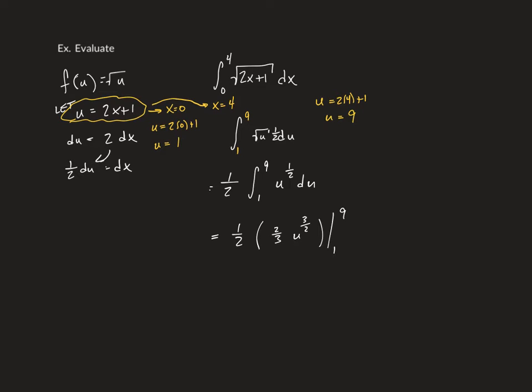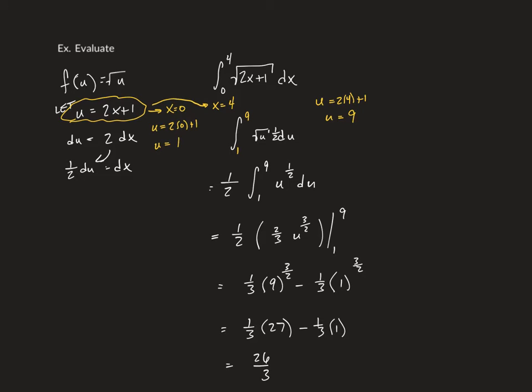Okay, so 1/2 times 2/3 is 1/3 times 9 to the 3/2 minus 1/3 times 1 to the 3/2. And now I need to evaluate this. This ends up being 1/3 times 27 minus 1/3 times 1. And in the end, we're going to get 26/3 from this.